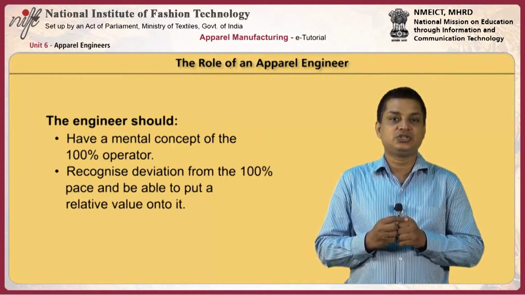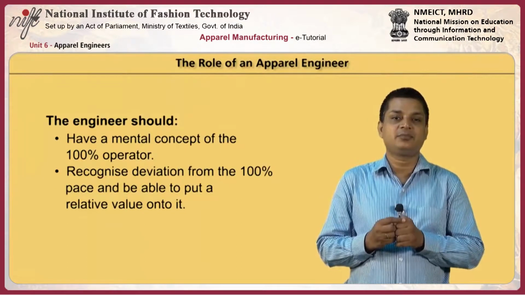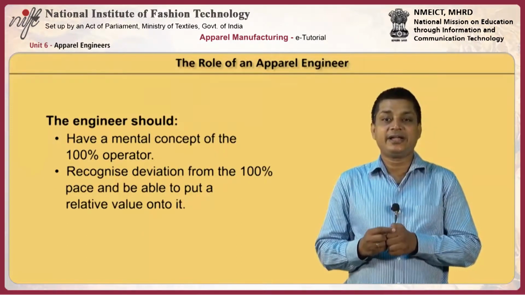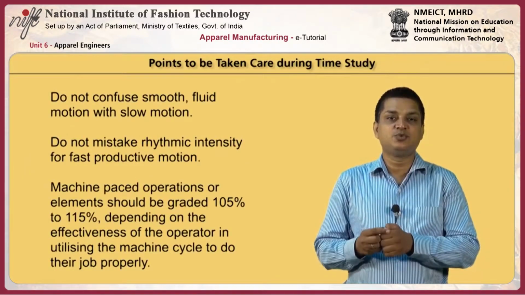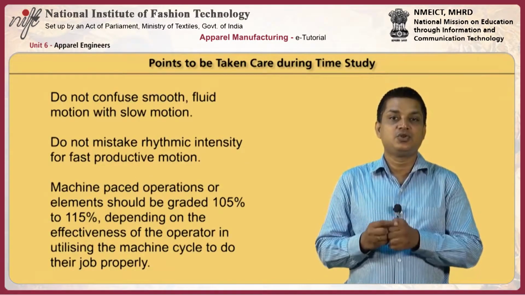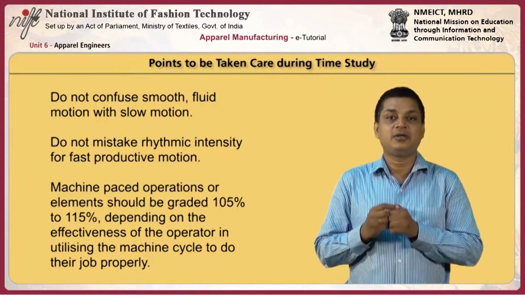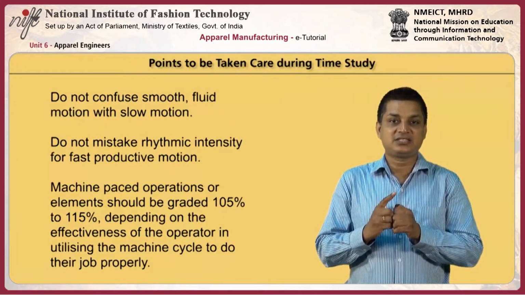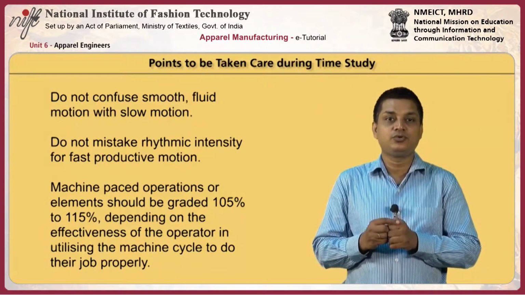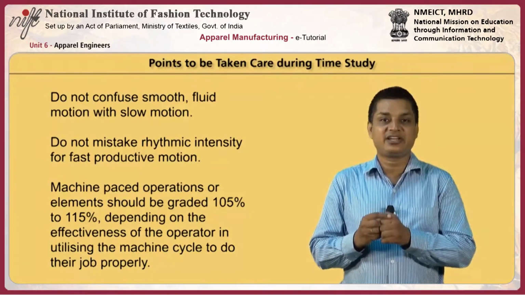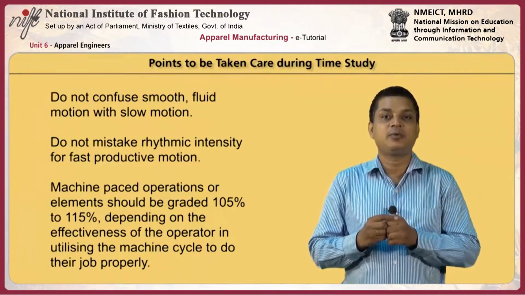The engineer should have a mental concept of a 100% operator, recognize deviation from the 100%, and be able to put a relative value onto it. Do not confuse smooth, fluid motion with slow motion. Don't mistake rhythmic intensity for fast, productive motion. Machine-paced operations or elements should be graded 105 to 115 depending on the effectiveness of the operator in utilizing the machine cycle to do their job properly.